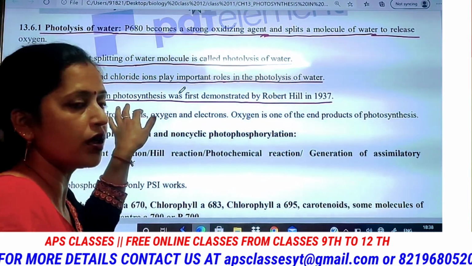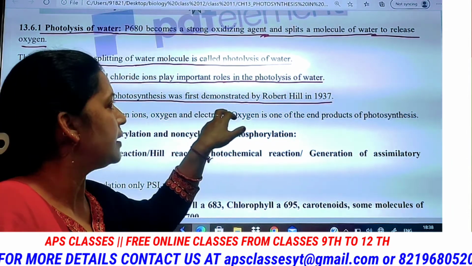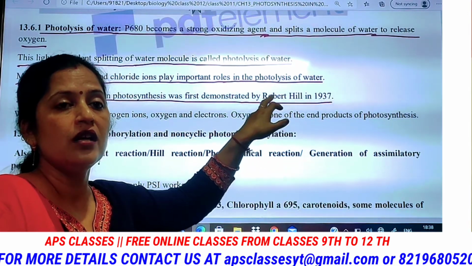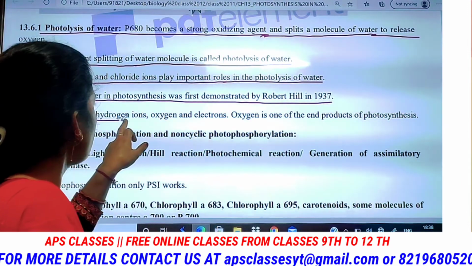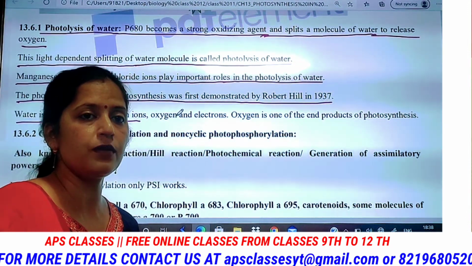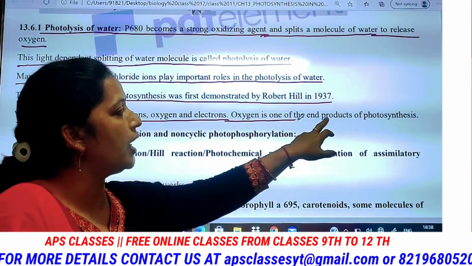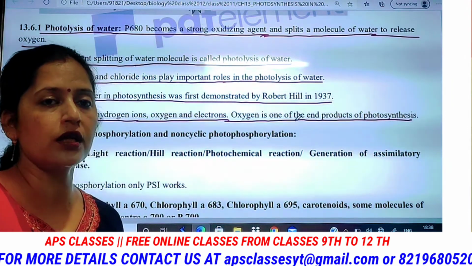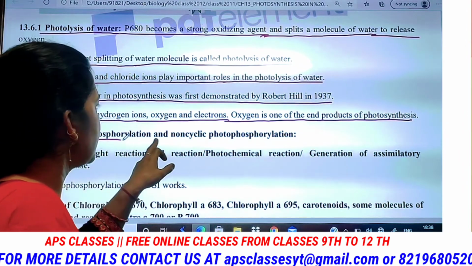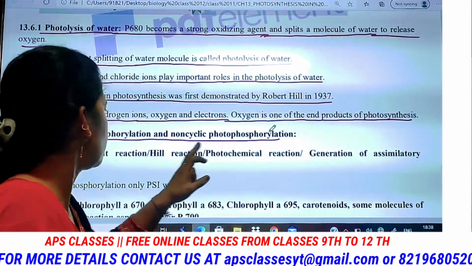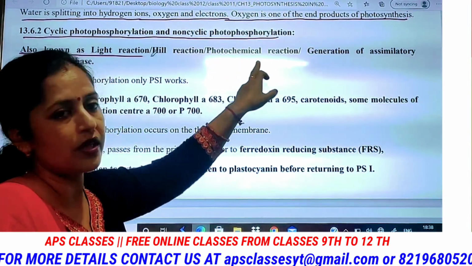The photolysis of water in the process of photosynthesis was first demonstrated by a scientist, and this scientist was Robert Hill in 1937. Water splits into hydrogen ions. After that, water directly splits into hydrogen ions, oxygen as well as electrons. Oxygen is one of the end products of photosynthesis. Second is cyclic photophosphorylation and non-cyclic photophosphorylation, also known as light reaction, Hill reaction and photochemical reaction.